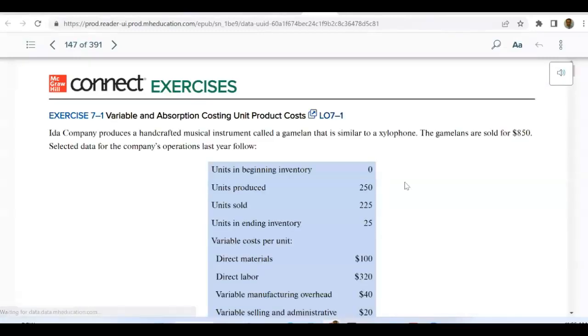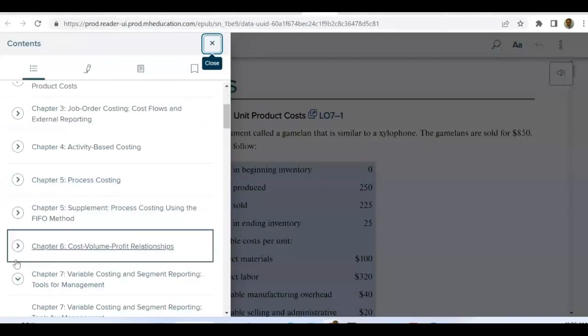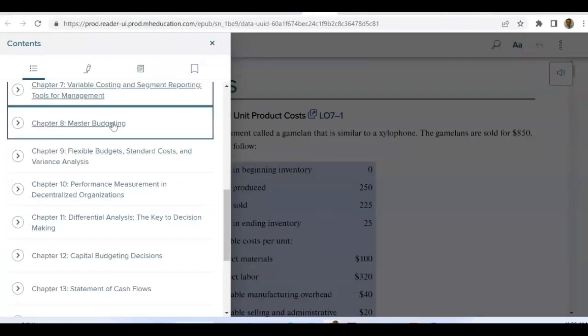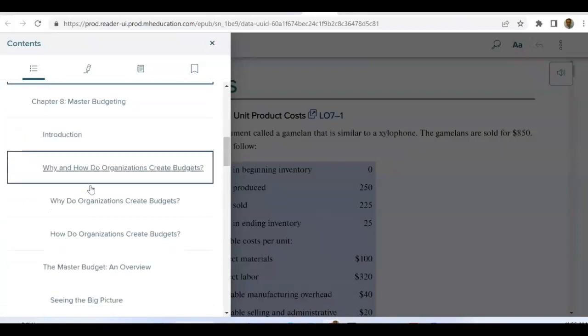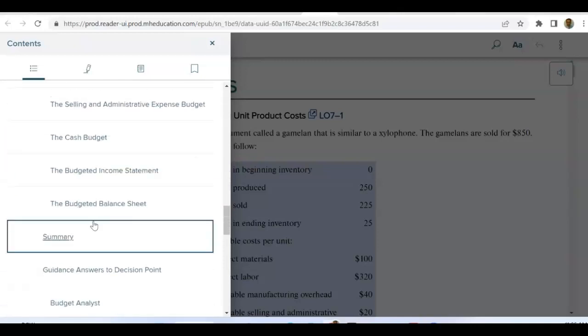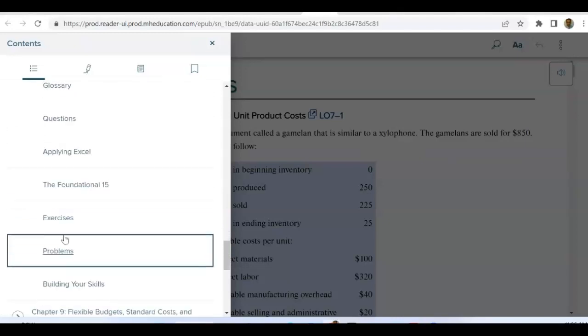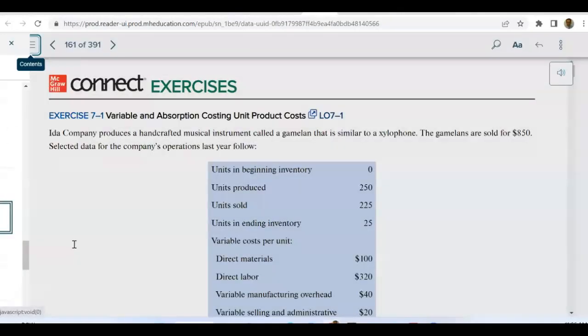For this week, we need to cover chapter 8. Okay, so chapter 7 we covered already last week. So let's close that. Go to chapter 8, master budgeting, and go all the way to exercise and do some of those exercises, which will be your homework anyway. And it will help you to manage it much more smoothly.